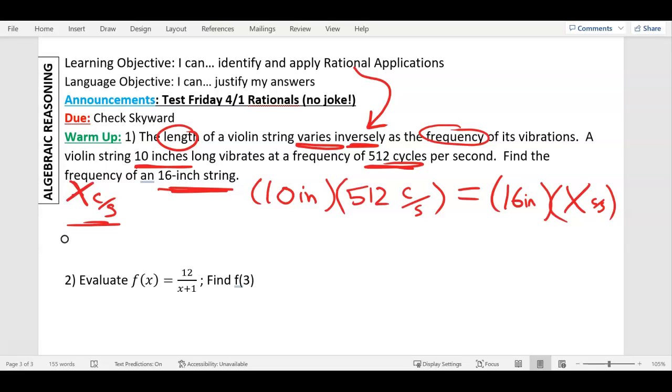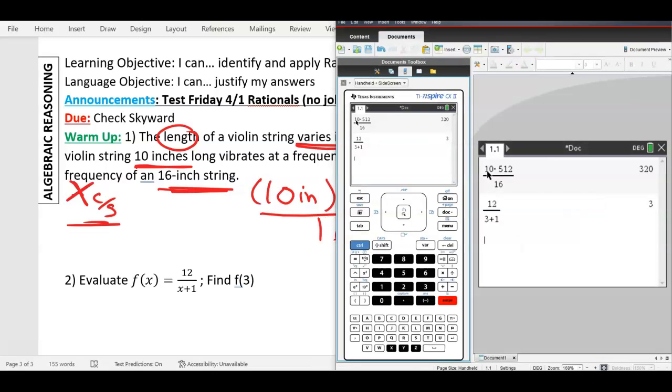Here's why. Y'all see how 16 is times X? We want to get X by itself, so I need to get rid of multiplying by 16 by the opposite, which is dividing by 16. So both sides I'm going to put divided by 16 to get X by itself. So you can put this in one step in your calculator. 10 times 512 divided by 16. And I already did that. This is what I get in my calculator. 10 times 512 divided by 16 is 320.